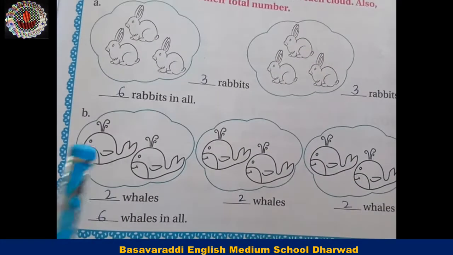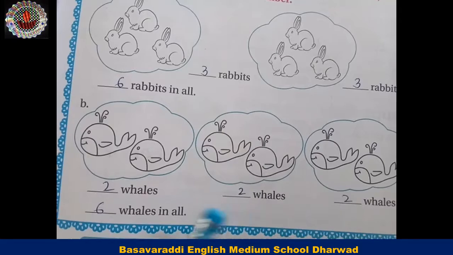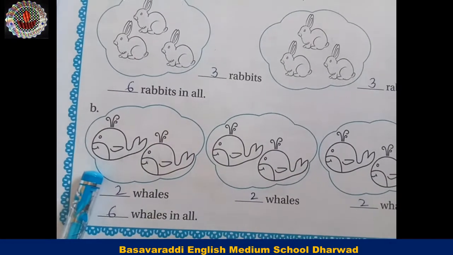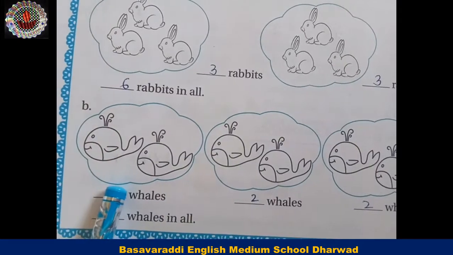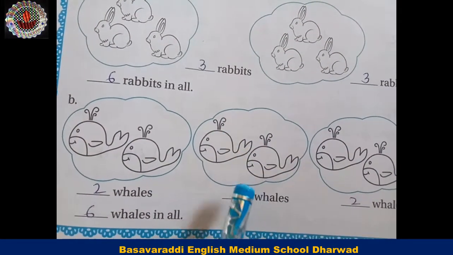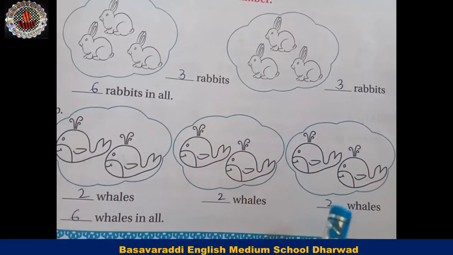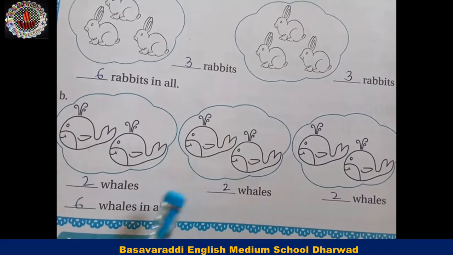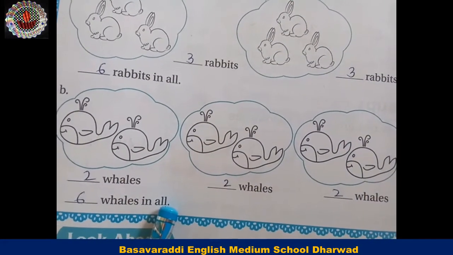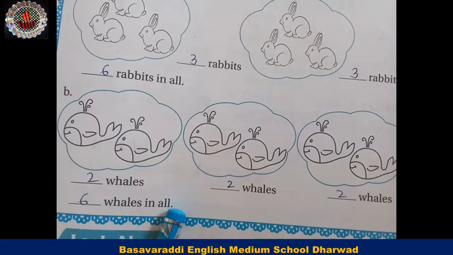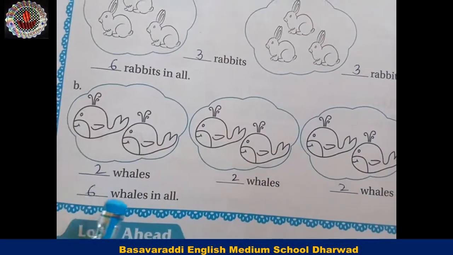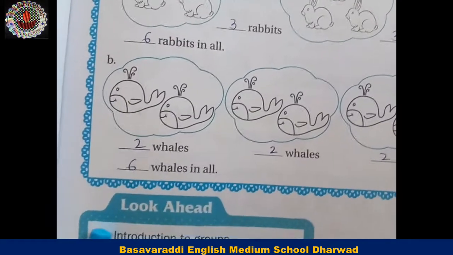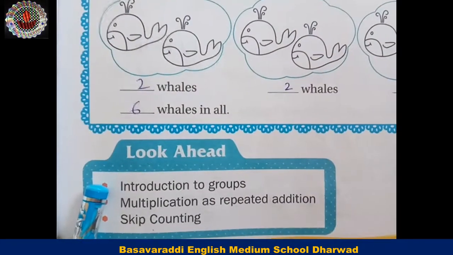Now second one, the fishes are here. How many groups? 1, 2, 3. 3 groups. How many whales? That is 1 and 2 in this group, and 1 and 2 in this group. So total in all, whales in all, how much? 1, 2, 3, 4, 5, 6. 6 whales in all.